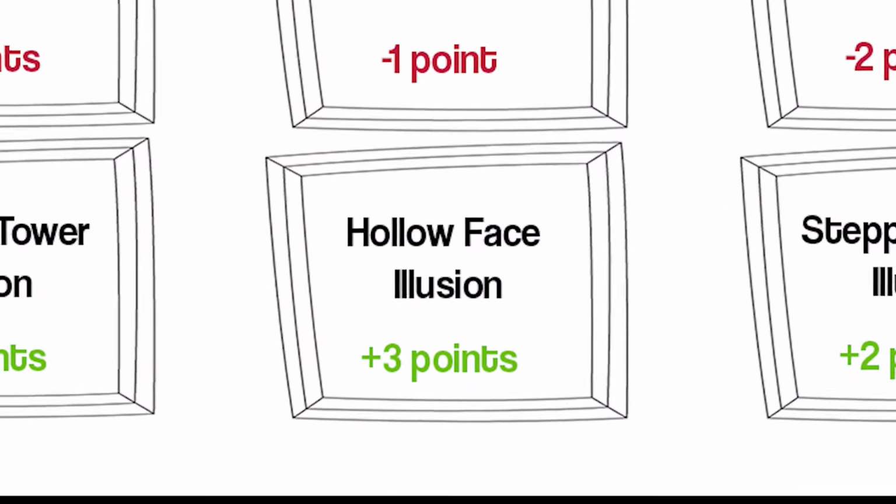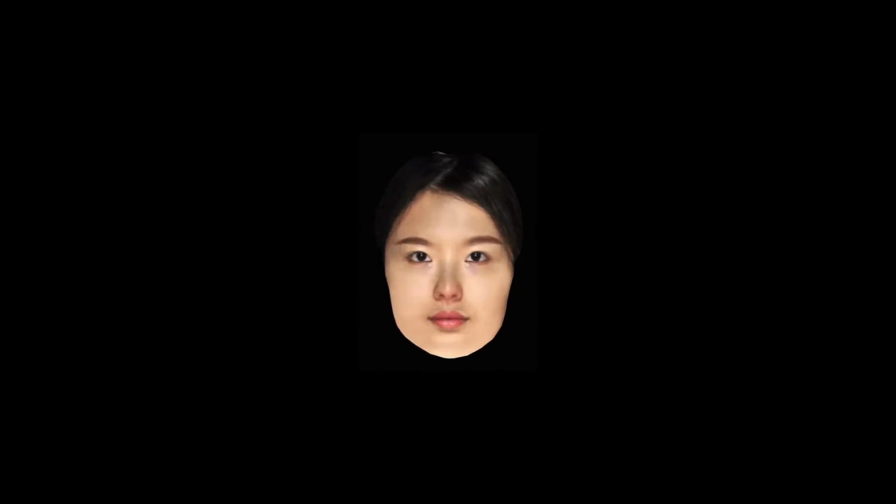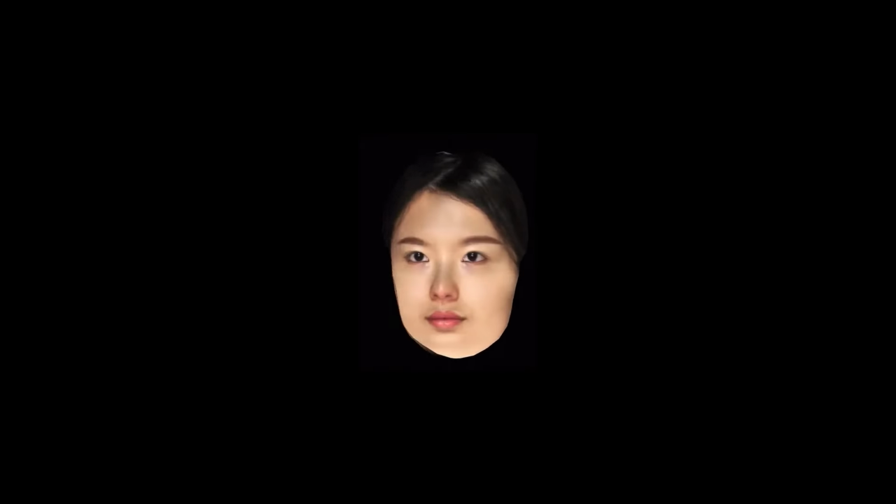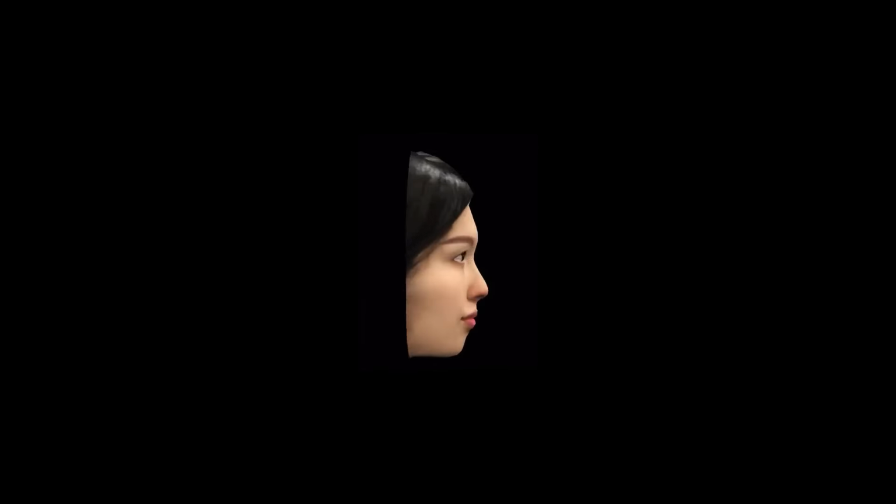Hollow face illusion. A concave mask of a face seems convex, outward facing. This demonstrates the powerful influence of top-down knowledge on visual perception. Our brain strongly expects faces to be convex, so it overrides visual input indicating concavity. This illusion underscores the dominance of prior knowledge and experience in shaping our visual interpretation, often overriding the actual sensory information. You win 3 points if you knew this one.